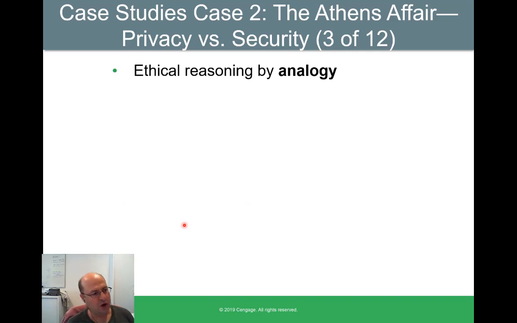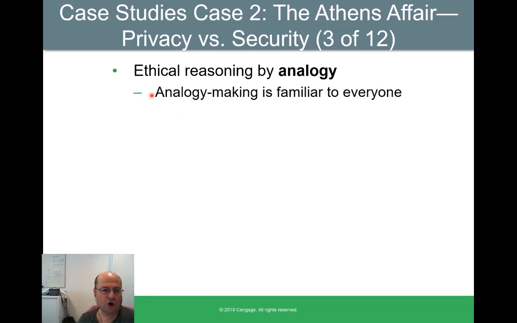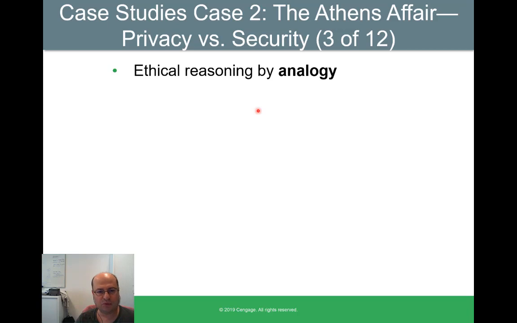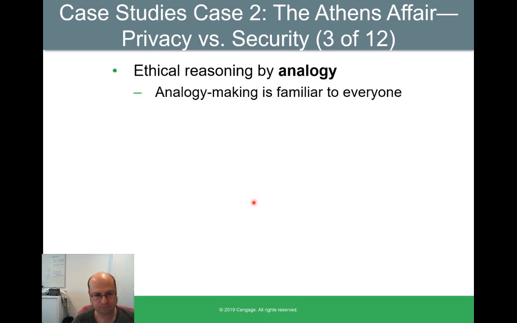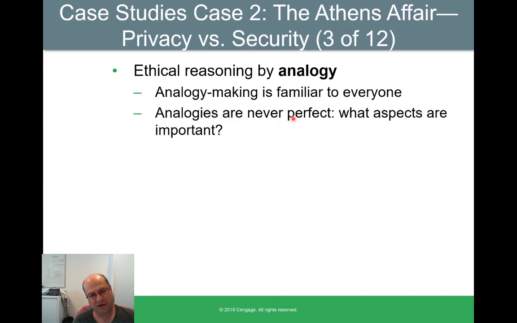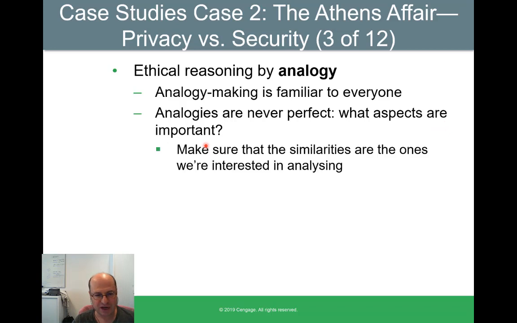Now, let's introduce another variety of ethical reasoning, that is ethical reasoning by analogy. We all know how to make analogies, so the idea is to get the problem. Now the problem is whether the lawful intercept software impacts privacy or security. Let's find an analogy that's common to us that would help us analyze the problem. And we have to bear in mind that analogies are never perfect. We should extract from the analogies the aspects that are important for the understanding of the problem.